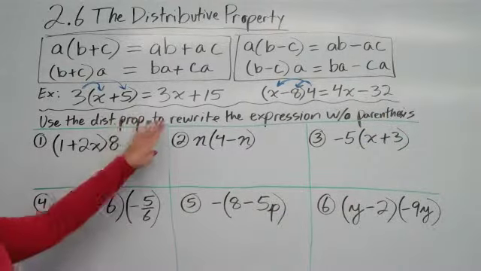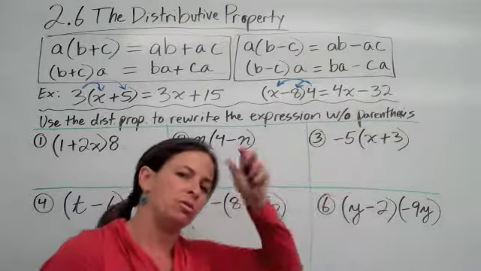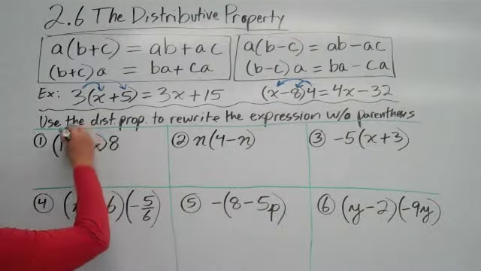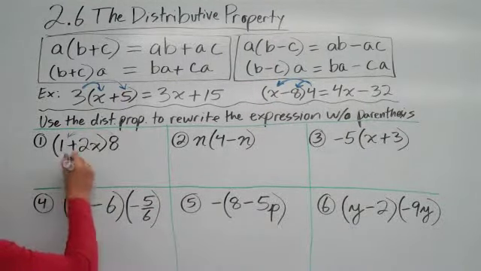So we're going to use the distributive property to rewrite the expression without the parentheses. So in number 1, if you'd like to do the rainbows, that's fine. 1 times 8 is 8. And 8 times 2x, carry down my plus sign. 8 times 2x is 16x.